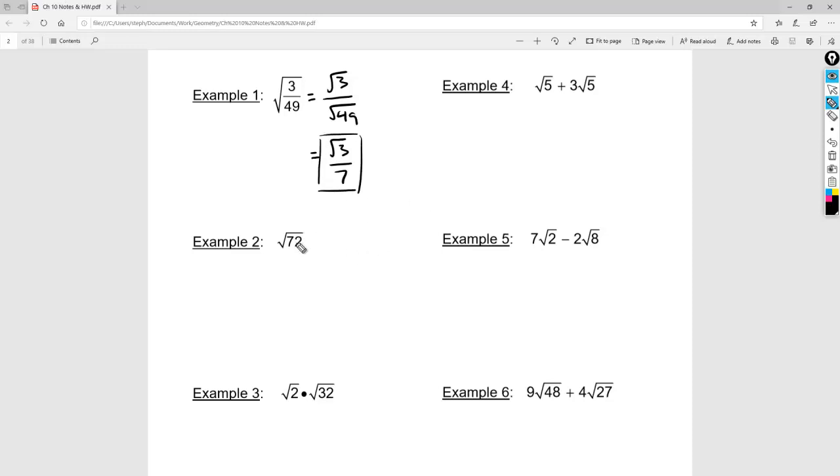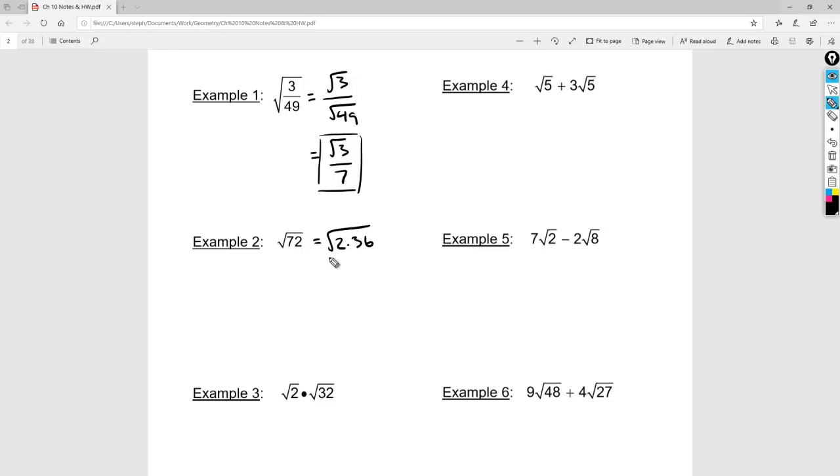Next example, square root of 72. What I'm looking for is the biggest perfect square that will fit within this number. That's going to be the quickest way to get through these. Alternatively, you could do your tree. So I could say, okay, 72 is 2 and 36, 36 is 6 and 6, so I have a perfect square here. But if you know that 72 has 36 in it, you can jump to the fact that 72 is the same thing as 2 times 36.